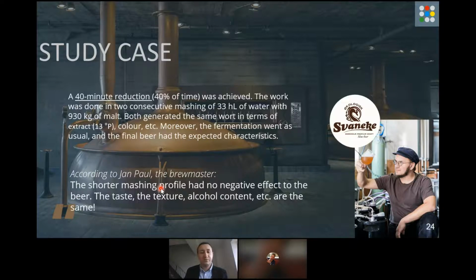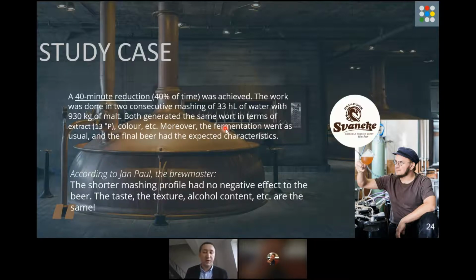And the result of testing the original profile and the profile that was reduced by 40 minutes, which was done based on the enzymatic activity measured on the first mashing performed, is that the plateau, the color, the protein content, the foam at the end of the fermentation, so the beer properties and the wort properties, were exactly the same, even though the time was almost half of the one originally invested.